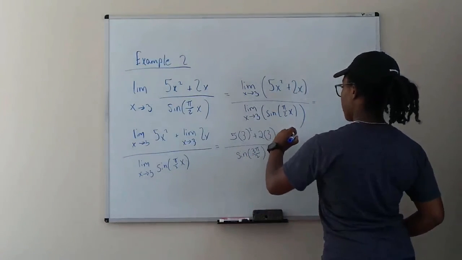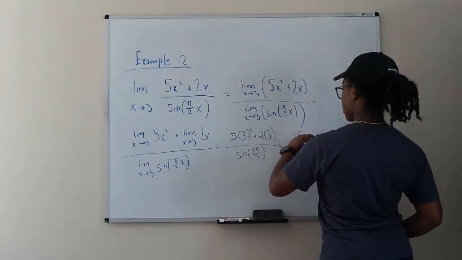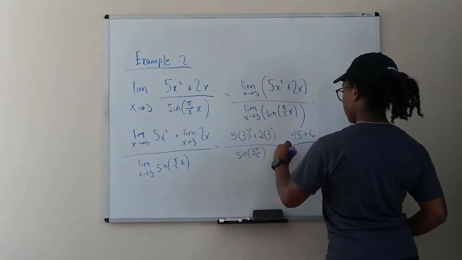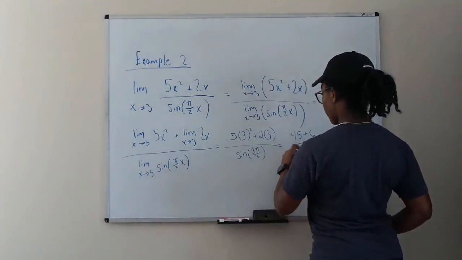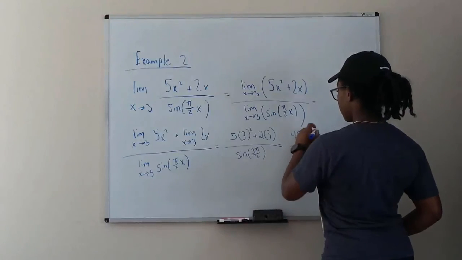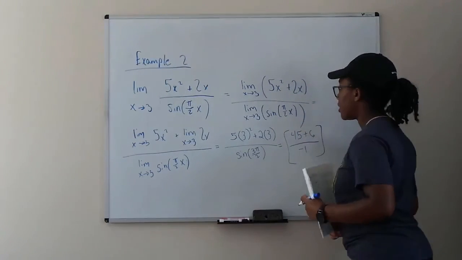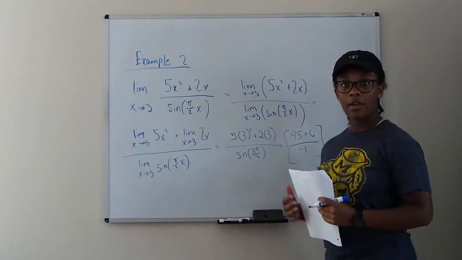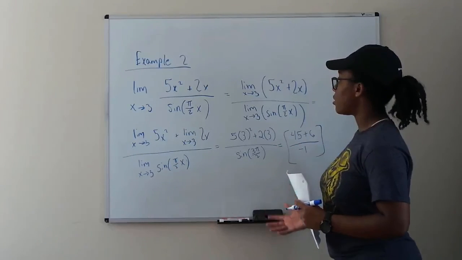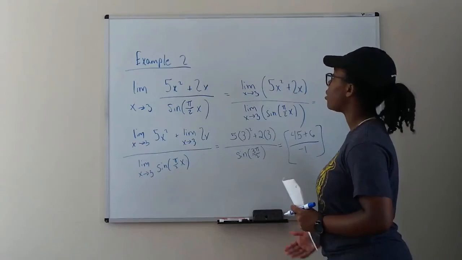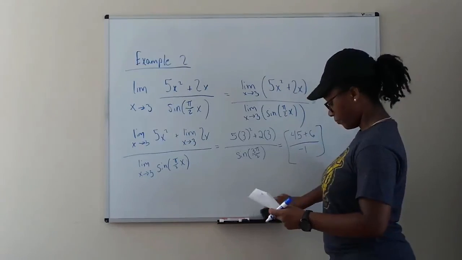Okay, so now we're just going to have 45 plus 6 on top. And then we're just going to have negative 1. And so, to further simplify, but that's just the gist of how you break limits that you're given into their components and then work through and solve them.